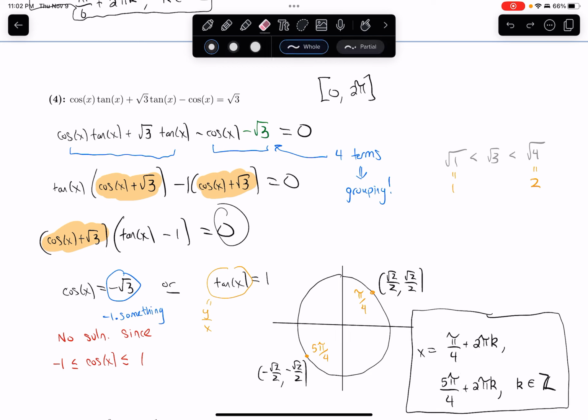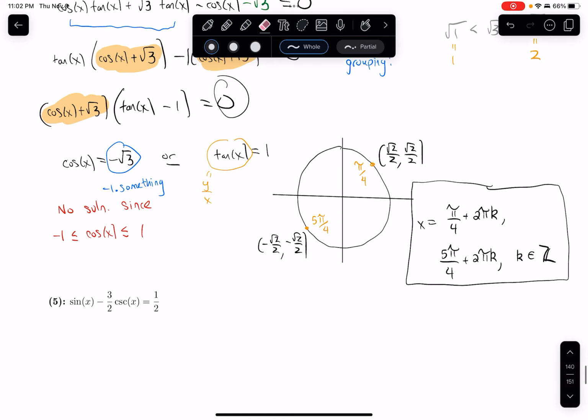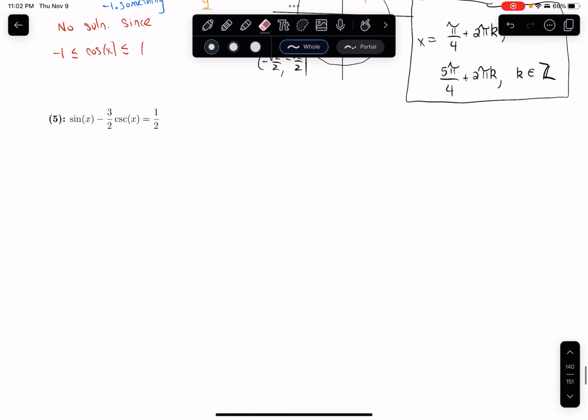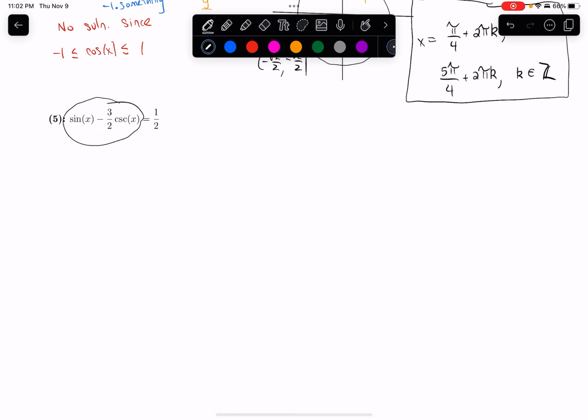All right, so let's end this video by taking a look at one more example. One last example in this video. Okay, so for this one, I got sine x minus 3/2 times cosecant x equals 1/2.